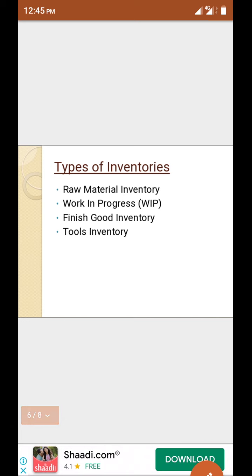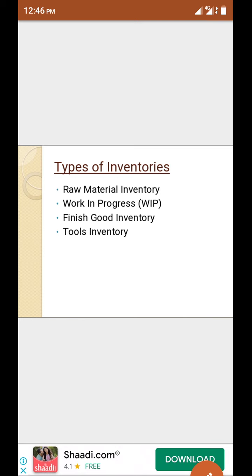Types of inventories. There are raw material inventory, work in process inventory, finished goods inventory, and tools inventory. The raw material inventory is the raw material to be stored before the start of production. Work in process means the components which are not raw material, not finished goods, but are in process for production. So it is a work in process inventory.